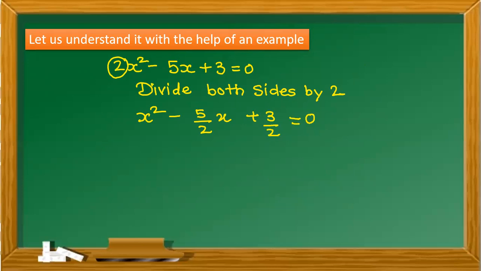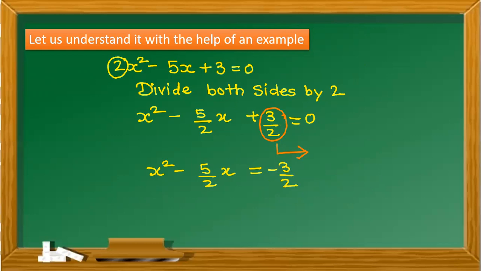What is the second step? In the second step, we transpose the constant term on the right hand side. What do we get? We get x square minus 5 over 2x is equal to minus 3 over 2.